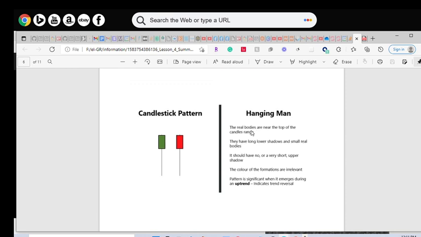Then you have the hanging man, where the real bodies are near the top, they have long shadows and small real bodies, and should have no or very short upper shadows. The colors of the formation are irrelevant. The pattern is significant when it emerges during an upward trend.